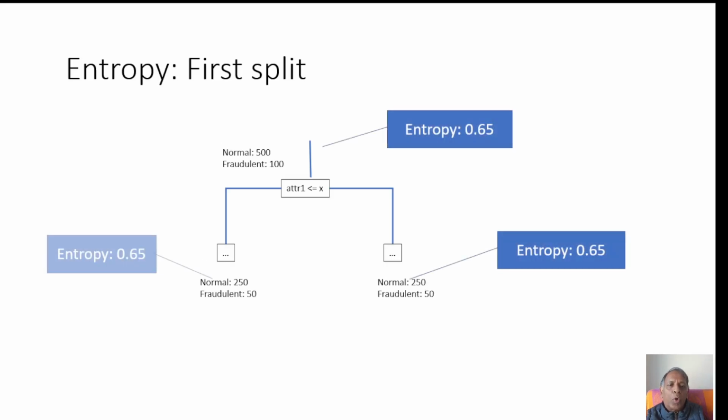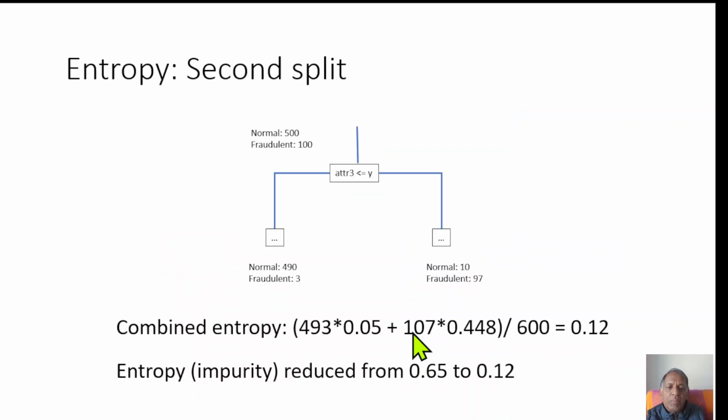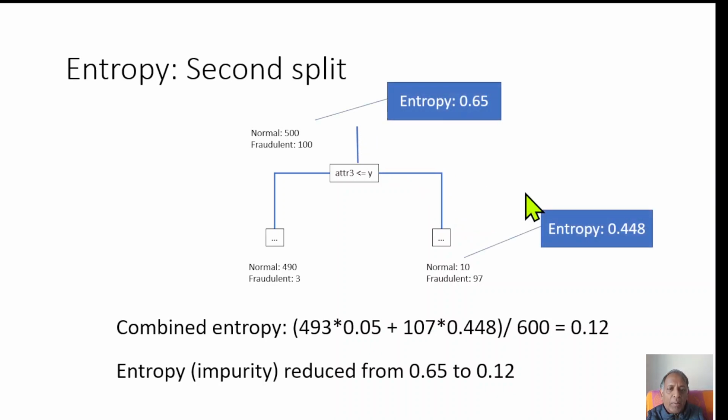Okay, so entropy for the first split, again, at the root node is 0.65, and we know that the first split does no good at all. So the combined entropy is still 0.65, whereas for the second split, the root node entropy is 0.65, but after the split, the resulting tree has an entropy of 0.12, and therefore, using the criterion of entropy, it is still the better tree.